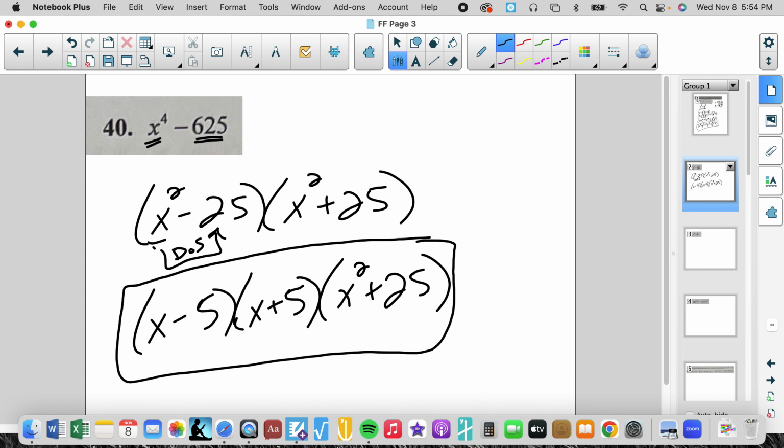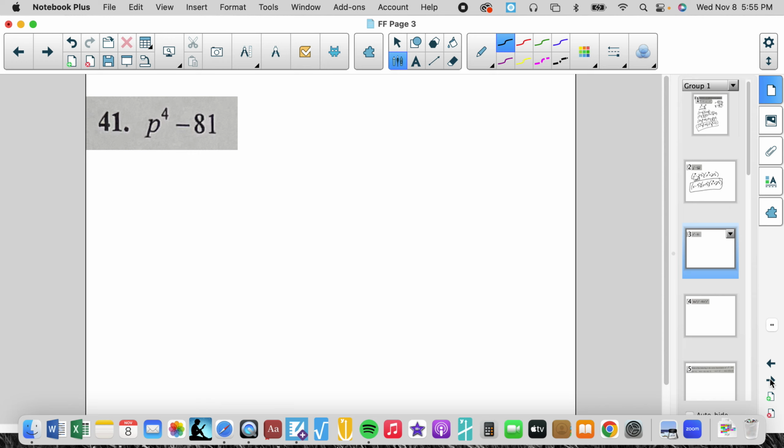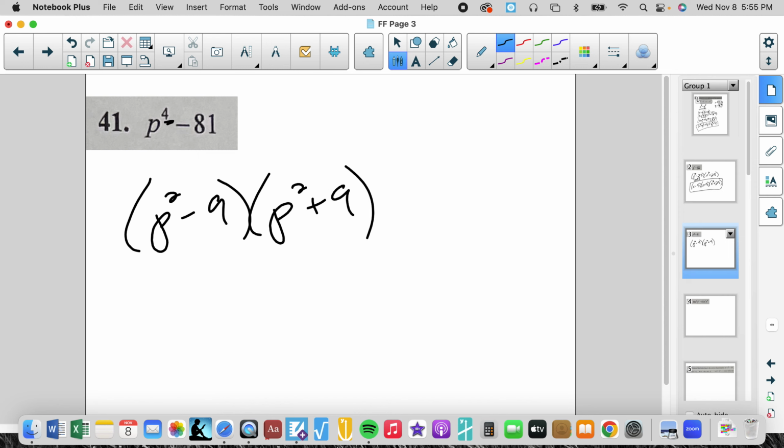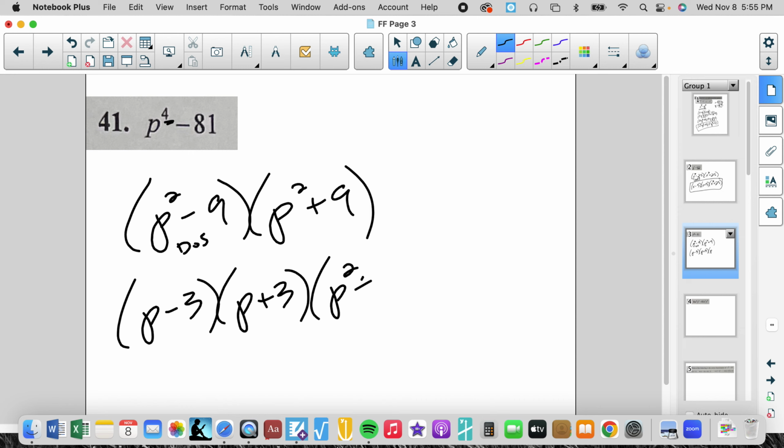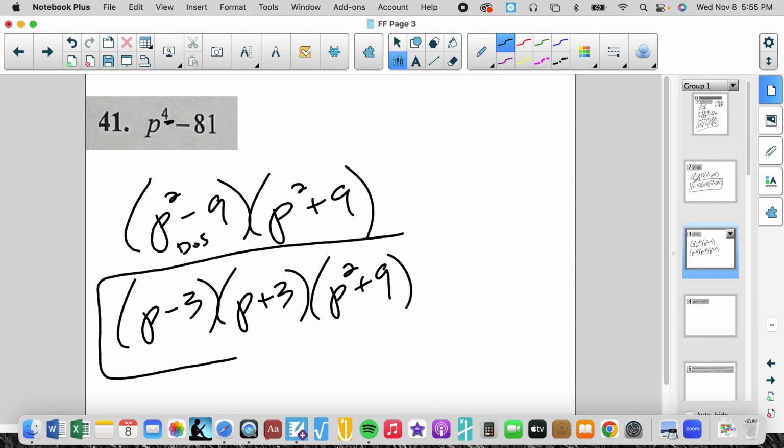There is not the addition of squares like cubes. That's coming later on in this section. So that would be my final answer, or final factor. Same thing again. And this is typically a telltale sign when we see something to the fourth. We know, oh, they're trying to trick me. And then p squared minus 9 is a difference of squares. That's p minus 3, p plus 3. p squared plus 9 cannot be factored.